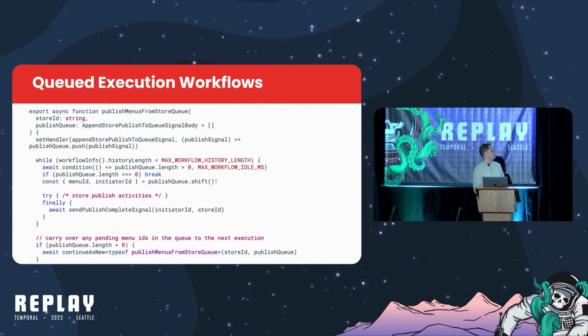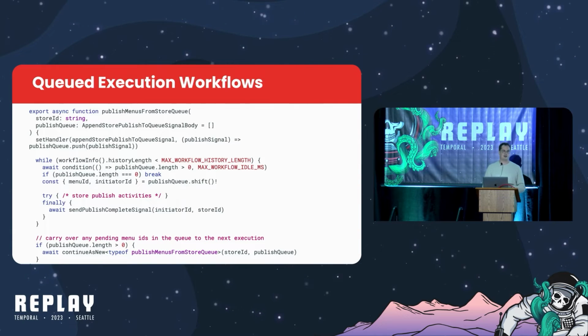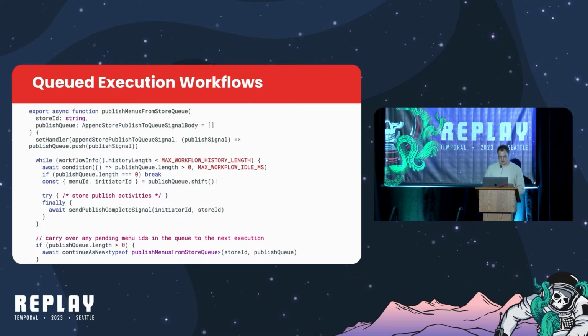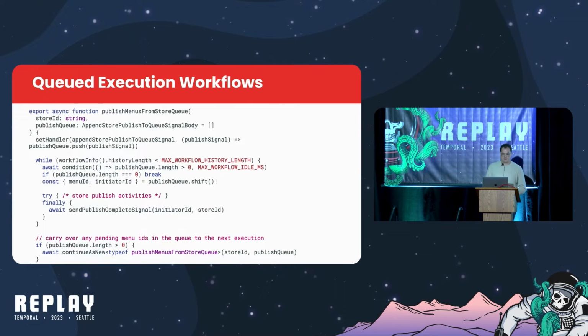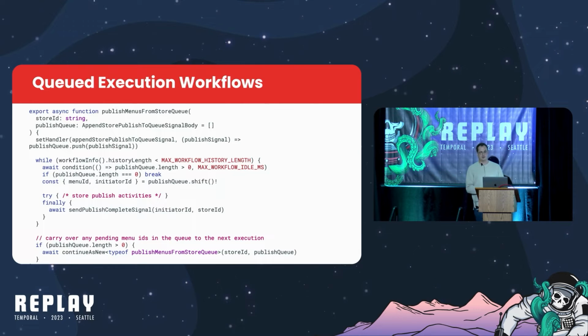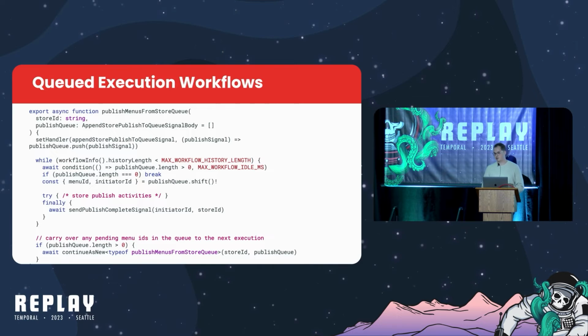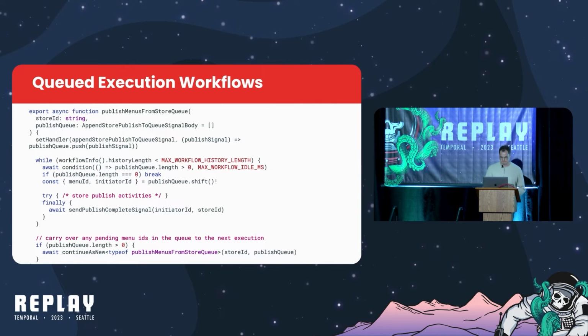And then it'll finally send the completion signal whether or not it succeeds or fails. We want to let that parent job know that it's completed one way or another. And then this workflow continues to run, waiting for any other jobs to come in, or until its max history or max idle time are reached.